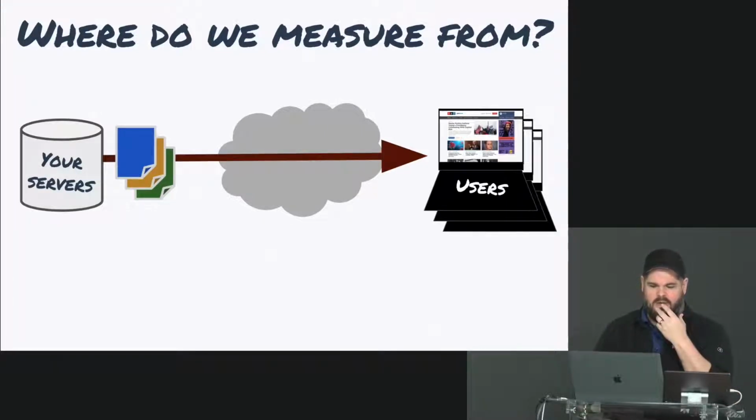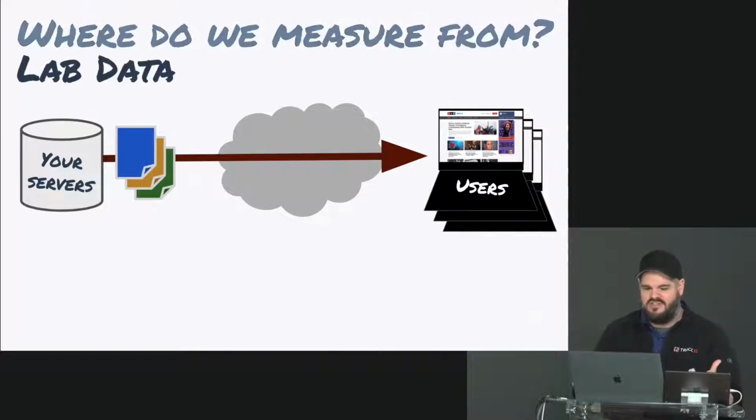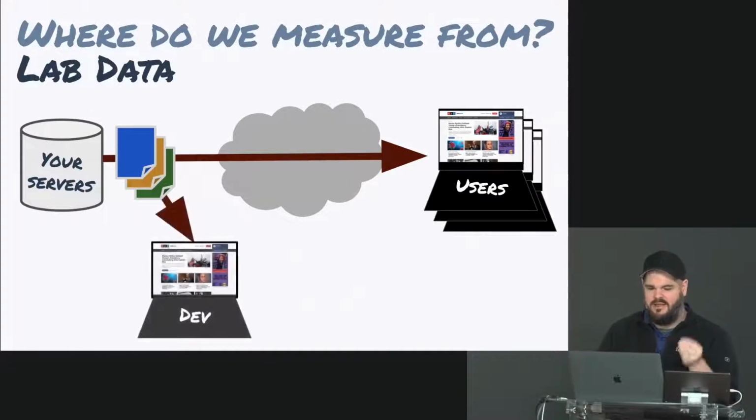So how do we measure how fast this is happening? Well, what we just did was lab data. We connected directly to our server from our local dev machine, and we measured how well this performs for us using our laptop. Not really for the user, not really for anything else, just how we see our data.